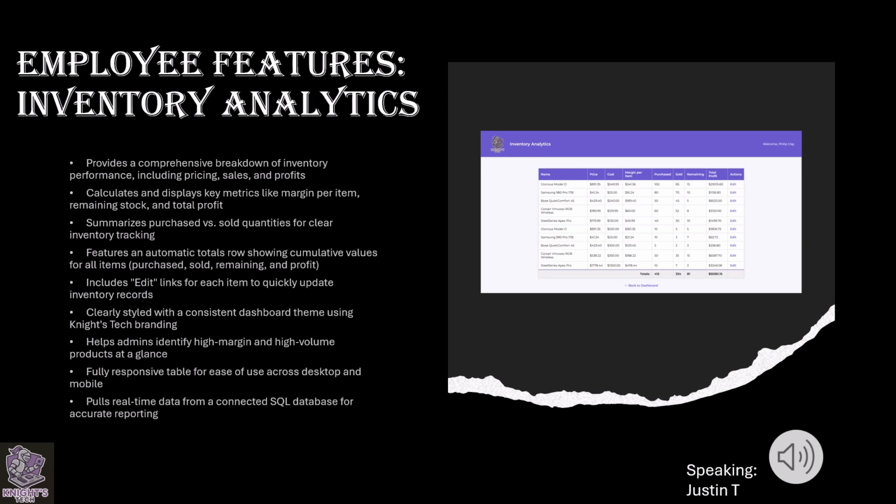For this employee feature, we'll be discussing the inventory analytics. This provides a comprehensive breakdown of inventory performance, including pricing, sales, and profits, calculates and displays key metrics like margin per item, remaining stocks, and total profit, summarizes purchase versus sold quantities for clear inventory tracking, includes edit links for each item to quickly update inventory records.